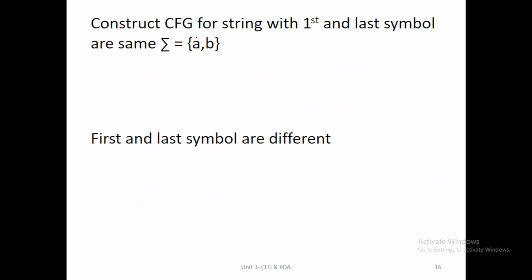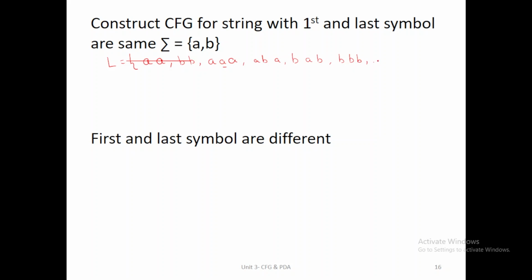Then, if you take the third problem, the context-free grammar should contain first and last symbols the same. The alphabet symbols are A, B. So, I am trying to write the correct strings. The first symbol and last symbol are the same, so for a 2-letter word, it is AA, BB. Suppose it is a 3-letter word, the first and last symbols are the same, and the middle symbol may be A or B.